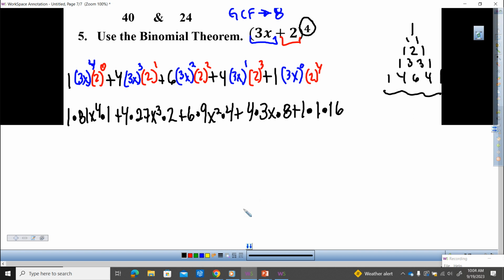Yeah, okay. And last, we just simplify it. I start by multiplying these numbers first. What is 1 times 1? 1 times 81. 81x to the fourth. Plus, what is 4 times 2? 8 times 27.